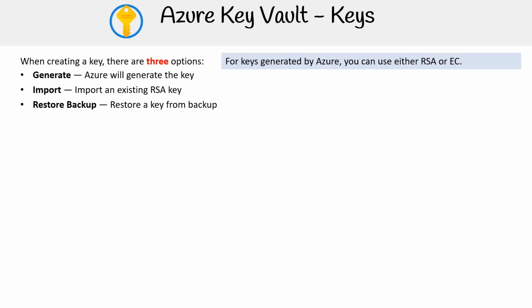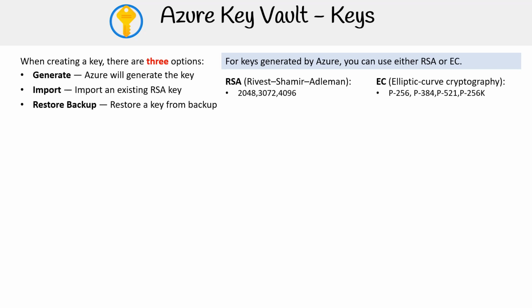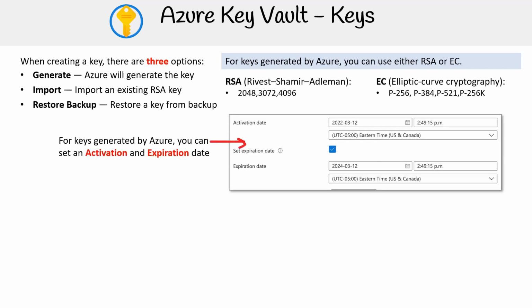For keys generated by Azure, you can use either RSA or EC. RSA, or Rivest, Shamir, Adelman, supports key sizes of 2048, 3072, and 4096 bits. EC, or elliptic curve cryptography, lets you select from P256, P384, P521, or P256K. For keys generated by Azure, you can set an activation and expiration date.